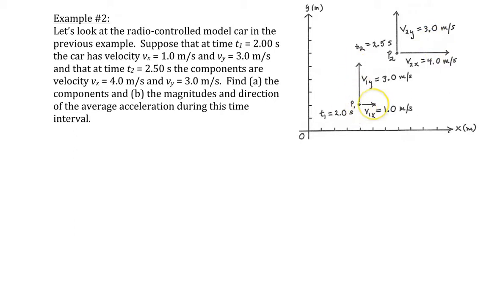Instead of plotting out the position, we see an xy coordinate system drawn here, but what we're showing now is just the velocity vector. So this is the velocity of the remote control car at point 1. Along the x-axis it is moving 1 meter per second, and along the y-axis it is moving 3 meters per second. If you were to draw a parallelogram, you could show what this velocity v1 is as a resultant.